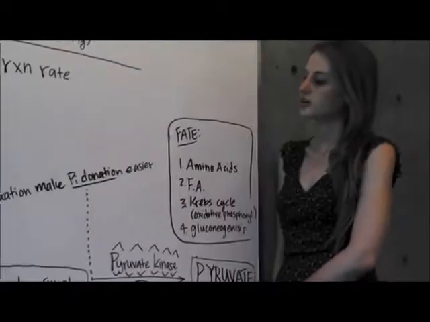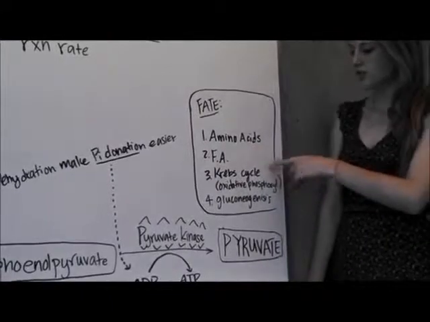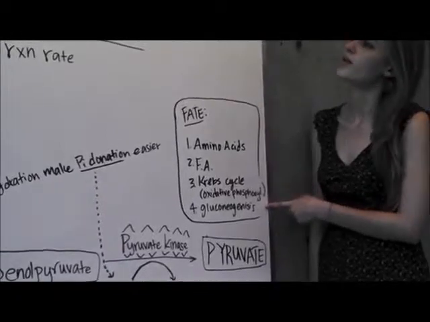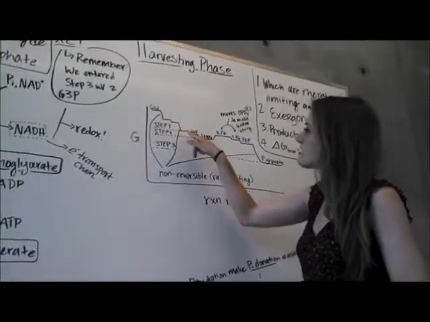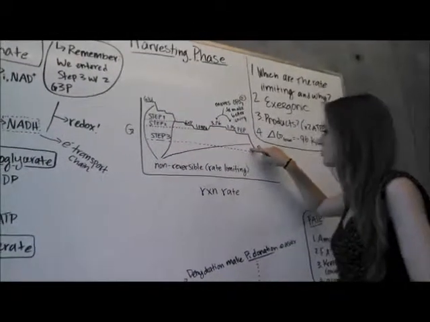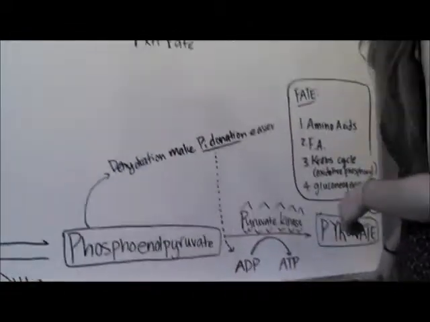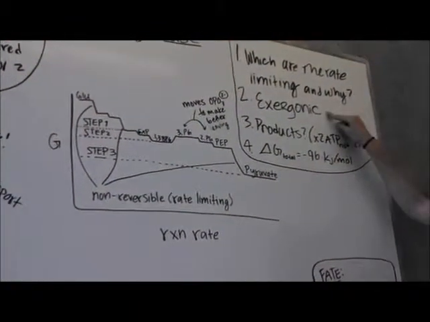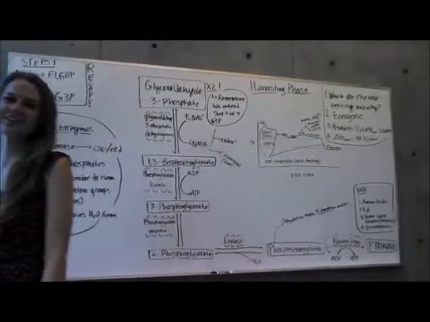Pyruvate is the final product, and that can be used later on to form amino acids and fatty acids. It can go into the Krebs cycle to be used to form more energy, or into gluconeogenesis as well. This is the overall diagram for the reaction, and these are our rate-limiting steps that we went over earlier. This is the one right here, phosphoenolpyruvate into pyruvate. And the overall delta G is negative 96 kilojoules per mole, making this an exergonic and favorable reaction. And that's glycolysis.